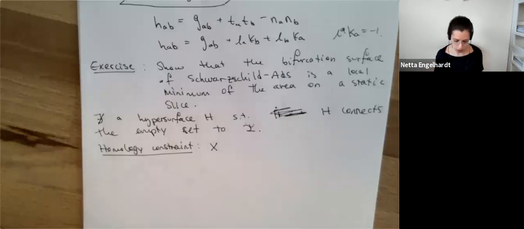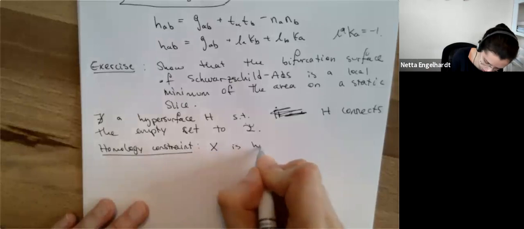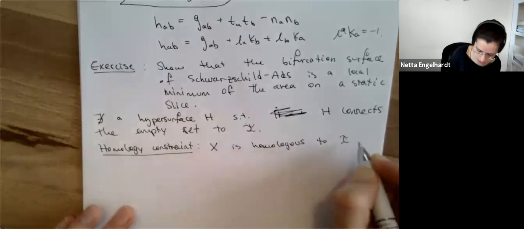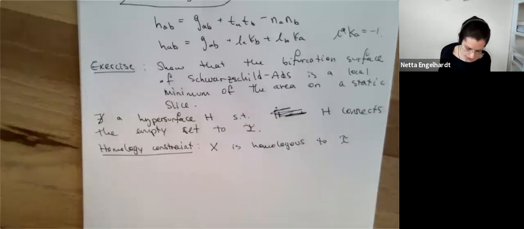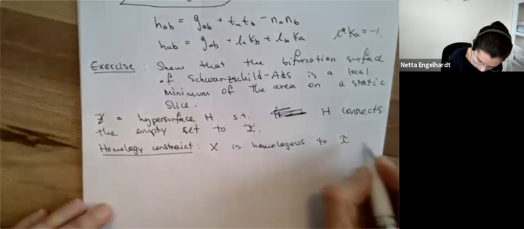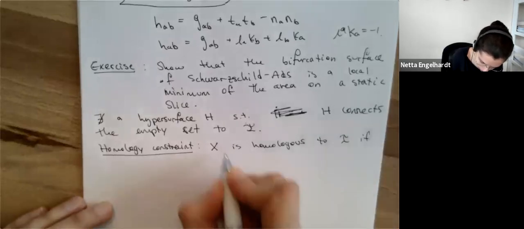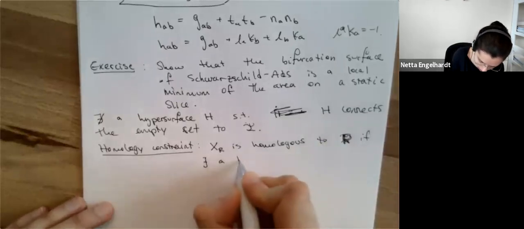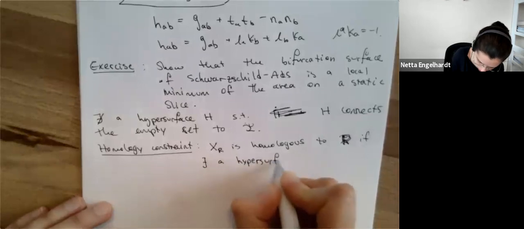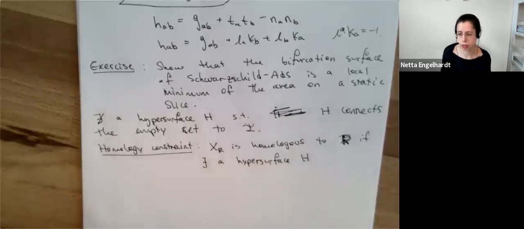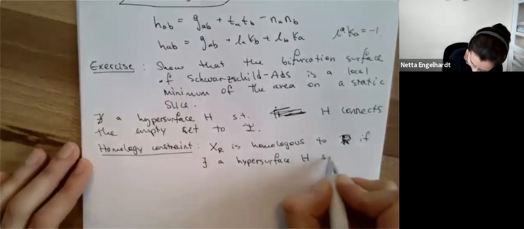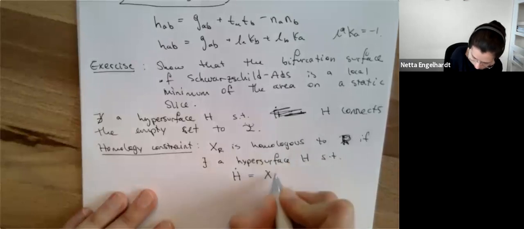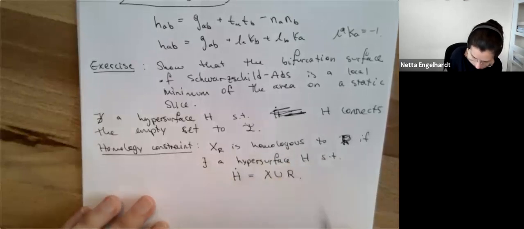So X is homologous to R, and more generally, X_R is homologous to R, but I'll say that in just a second. If there exists a hypersurface H, and we really require this hypersurface to be space-like, such that the boundary of H is X union R.